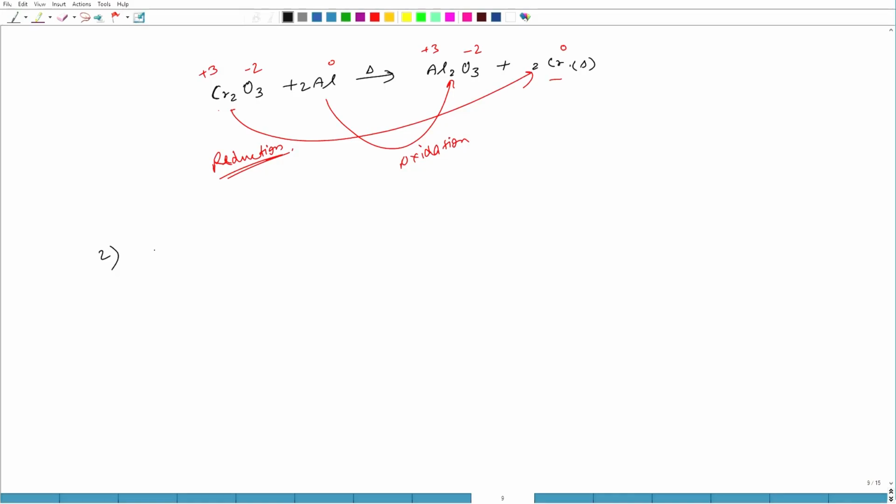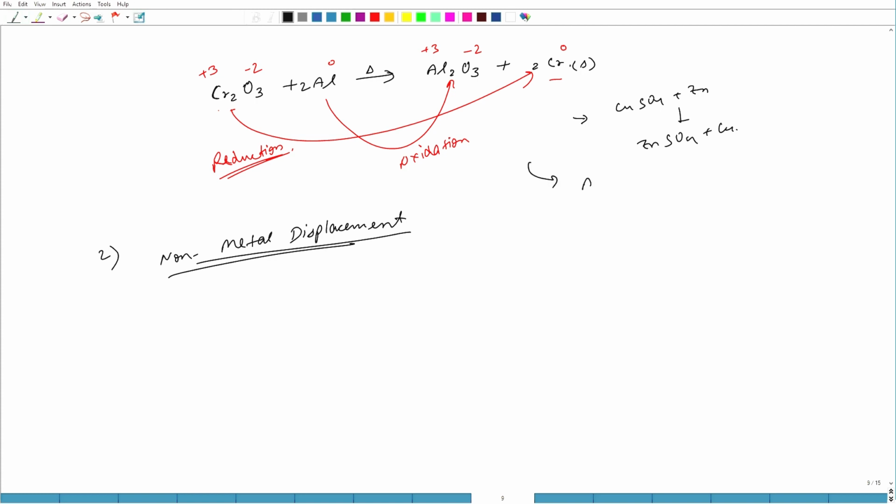The second kind is non-metal displacement. One I have discussed is metal displacement. What is metal displacement? Where one metal displaces another metal in its compound. One most important thing: the reaction I have shown, copper sulphate plus zinc gives zinc sulphate plus copper, has a very important application. The application of this kind of reaction is in metallurgy.